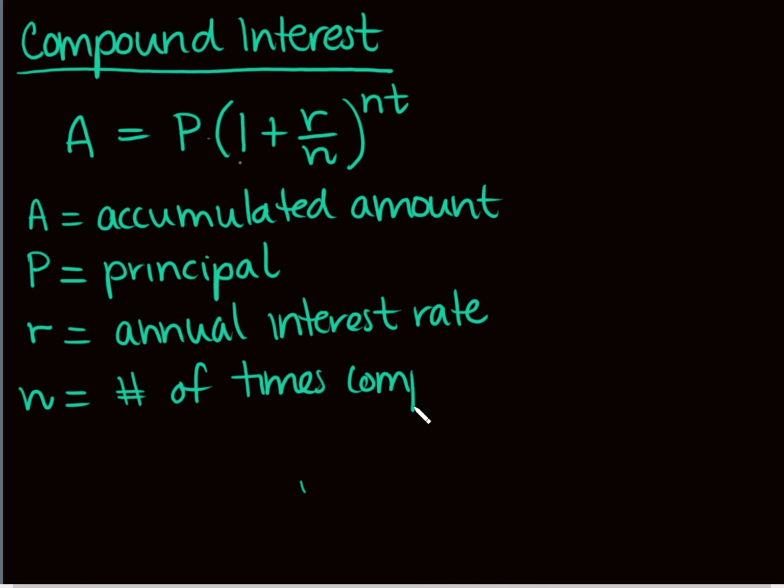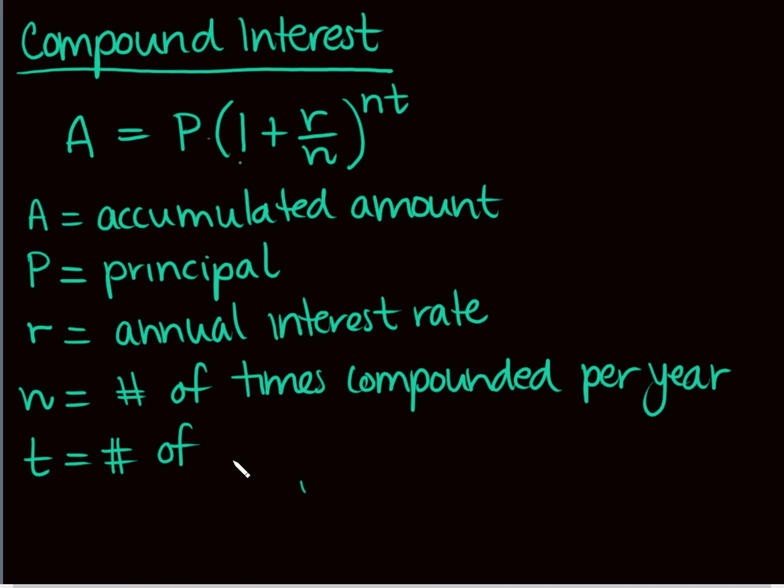Usually it's compounded monthly, like at the end of each month, they're going to put in a part of that interest rate. And that's why we take R divided by N. If you have a 12% interest rate and you're compounding monthly, then you take that 12 and divide it by 12, and you would apply 1% each month. So it's taking that percentage rate and dividing it over the number of times that you're compounding in the year. And then T is the number of years, so that's the time in the account.